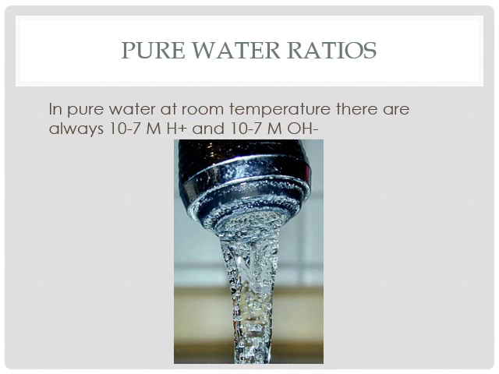At room temperature, in absolutely pure water, you will always have 10 to the minus 7th molar hydrogen ions and 10 to the minus 7th molar hydroxide ions. That is a set property of water, if there are absolutely no other solutes present.